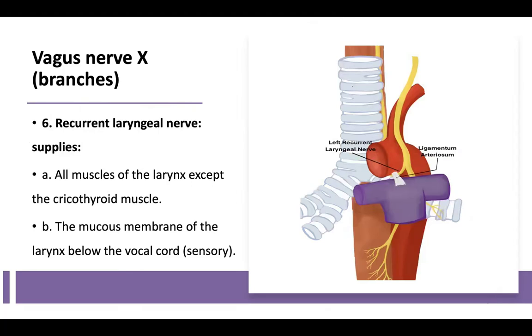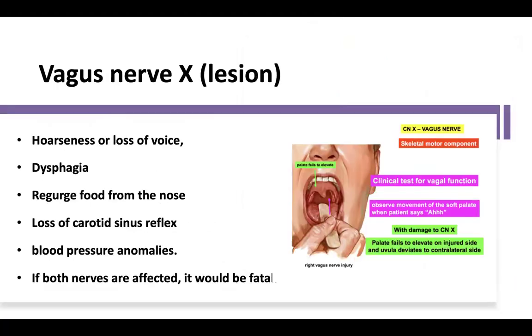Here the left recurrent laryngeal curves below the arch of the aorta, but the right recurrent hooks below the subclavian artery. The recurrent supplies all muscles of the larynx except the cricothyroid, and the sensation below the vocal cord. Here, ask the patient to say ah and open the mouth; the uvula must be in the midline. Deviation to the left side, as we see here, means right vagal damage.